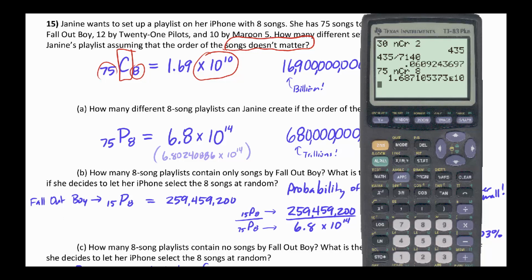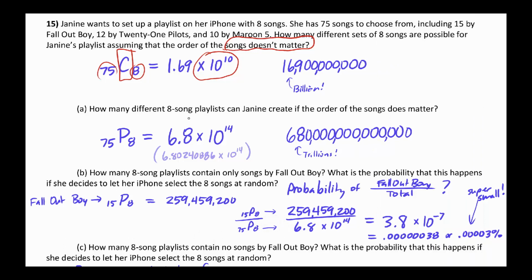Now, I didn't happen to write down all the decimals. You can do that. That's usually the best practice. I was just a little lazy with my answer key, and so I didn't write that down entirely. Now, that number is in the billions, so there are a ton of different ways to have this playlist work itself out. So what if we look at the next part of the question?